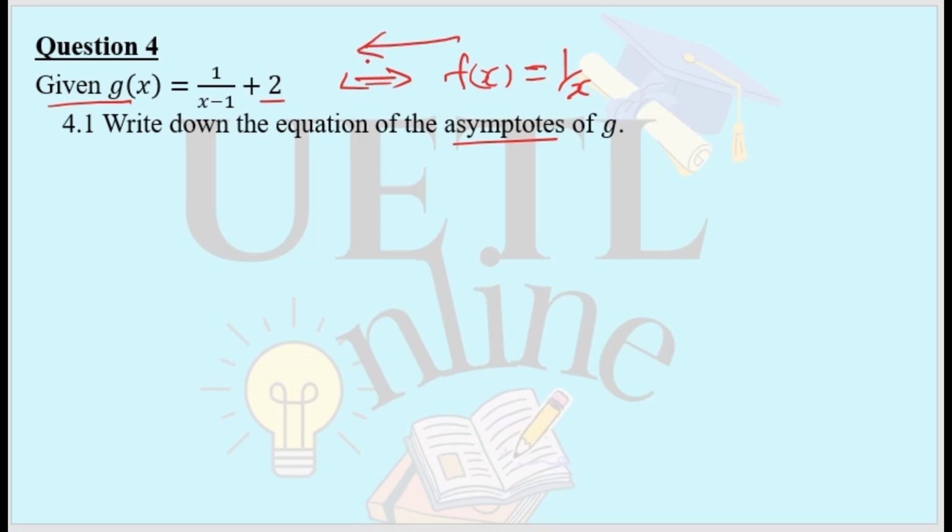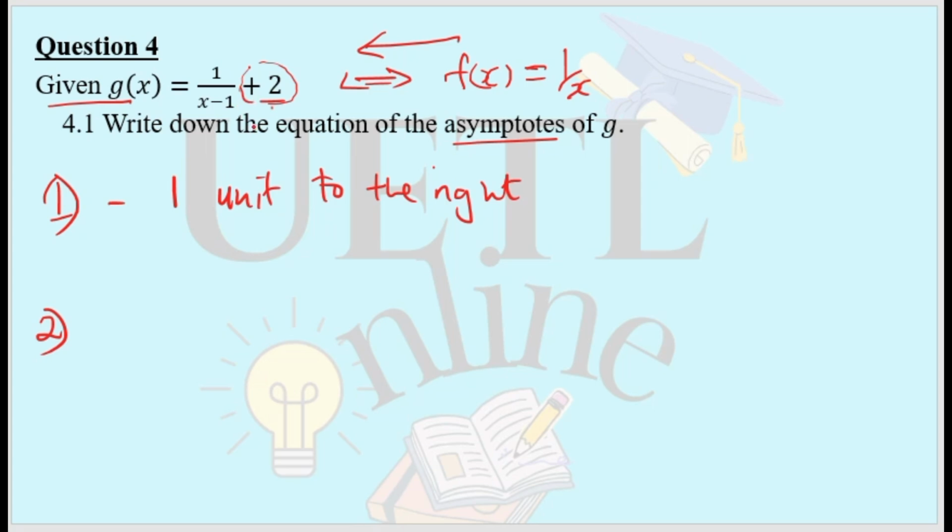The first change we have is that our x was substituted with x minus 1. The meaning of that is that our graph was moved 1 unit to the right. Then we have our second change here. We can see that this 2 was added to our equation, so our graph was moved 2 units upwards. Now with our two transformations, we have to check what happens to the asymptote. We can see that this graph looks like this.